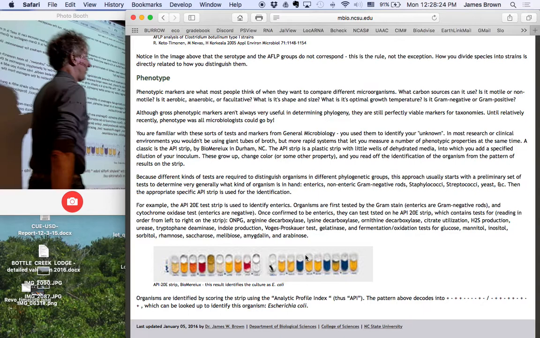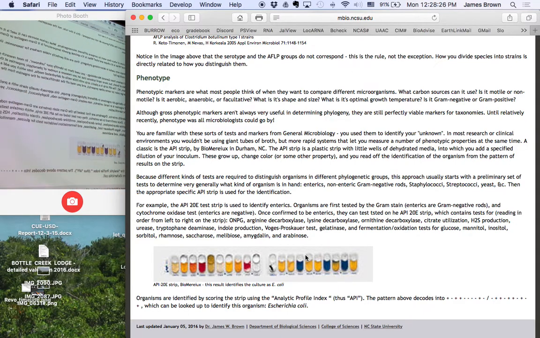Here's the number one method, though. If you've got an organism, what did you do in General Micro for your unknown? You didn't do ribosomal analysis. You didn't do serotypes or RFLP experiments. You tested a bunch of phenotypes to see what it was. And so you can do this a lot of ways.